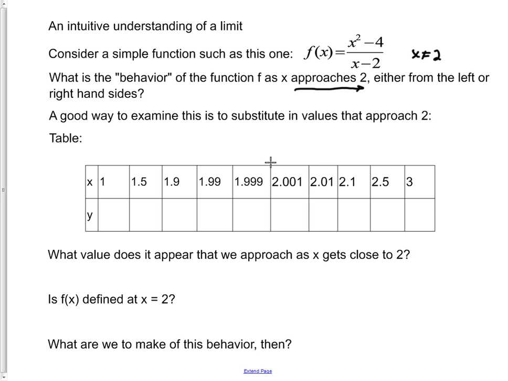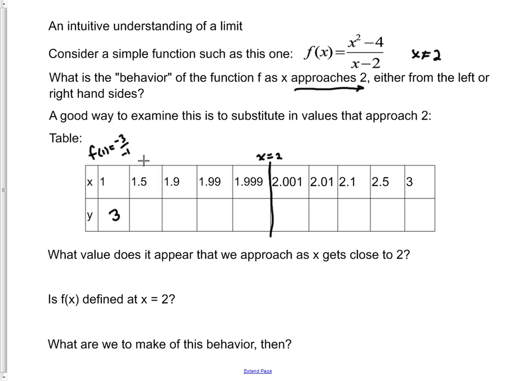So if we assume that 2 is somewhere here in the middle, what's going to happen with numbers that approach 2? Let's start with a nice easy one. Let's say what happens at x equals 1. If we substitute in f of 1, we have 1 squared minus 4, that's negative 3, divided by 1 minus 2, that's negative 1. So that's going to give us positive 3.